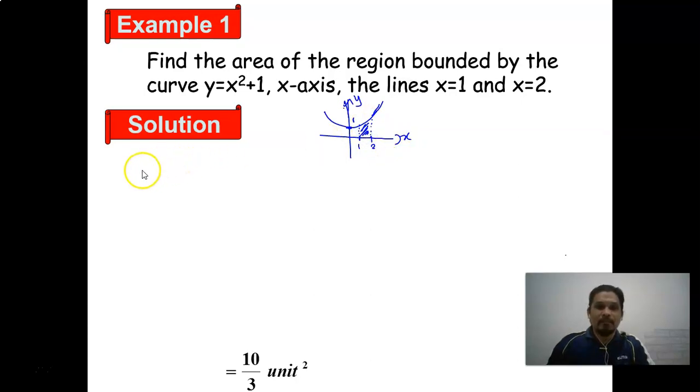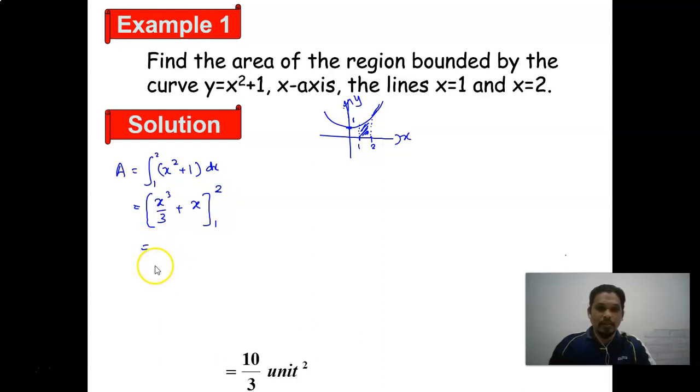So then find the area: the integral of x squared plus 1 dx from x equal to 1 until x equal to 2. Let's integrate this. Integrating x squared with respect to x, you get x cubed divided by 3, plus the integral of 1 dx, which is x, from 1 until 2.